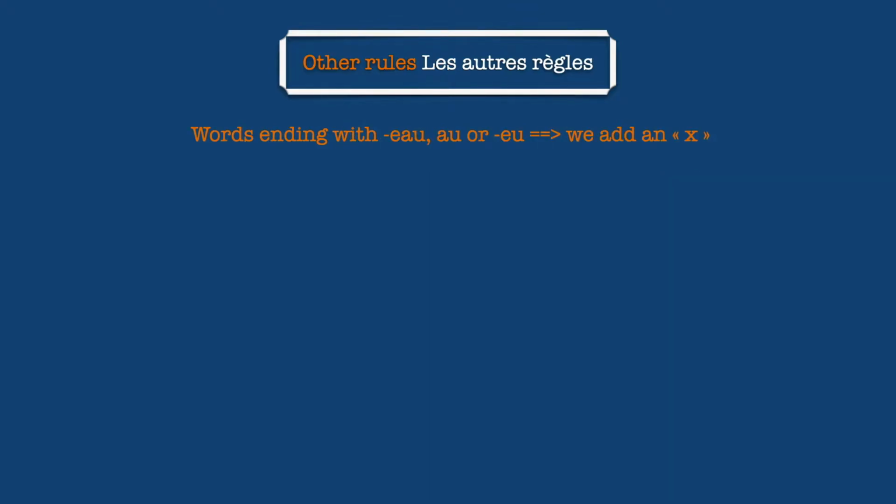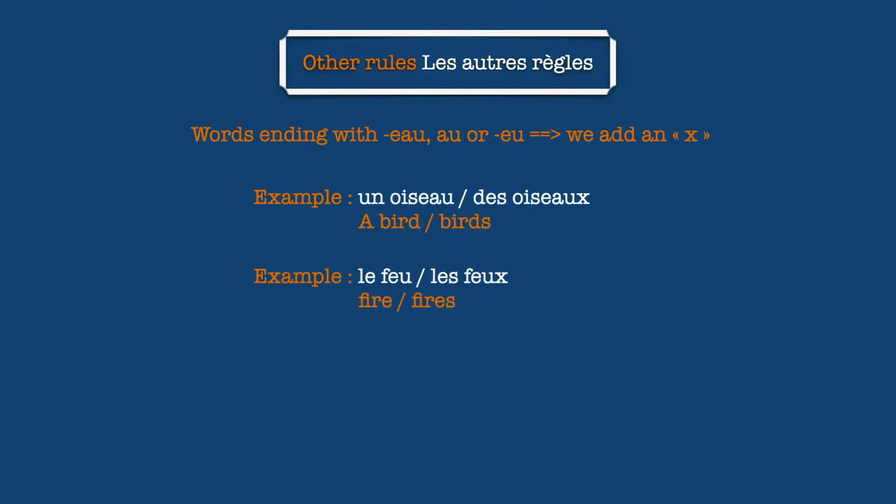The next one is about the words that end with eau or eu, and in this case, we add an X at the end of the word. An example of this is with the word bird. Un oiseau, des oiseaux. Another example is with the word fire. Le feu, les feux.